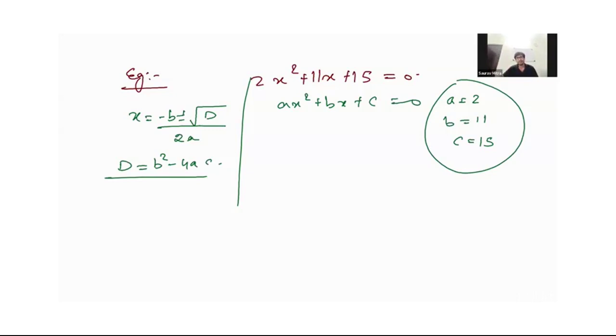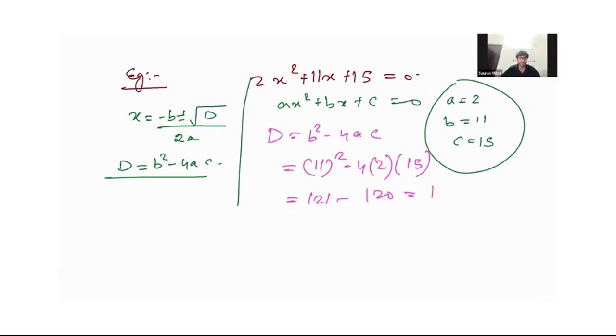Now a is 2, b is 11 and c is equal to 15. The first step is to find D. D is equal to b square minus 4ac. So b is 11 square minus 4 times a, 2, times c, 15. So it is 121 minus 120. So you get D as 1. That's it, we have calculated D.